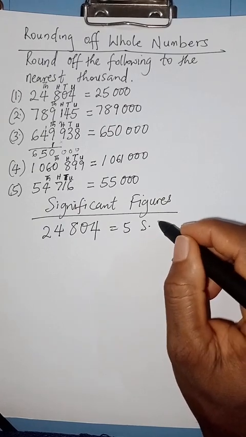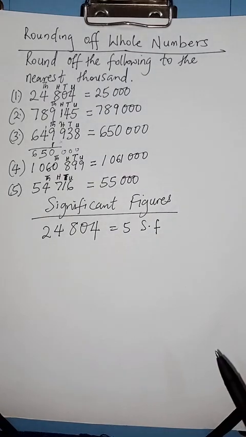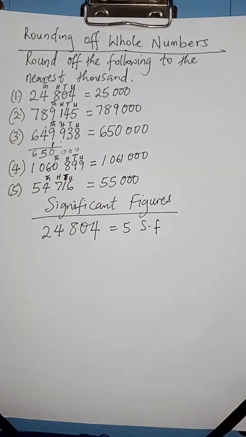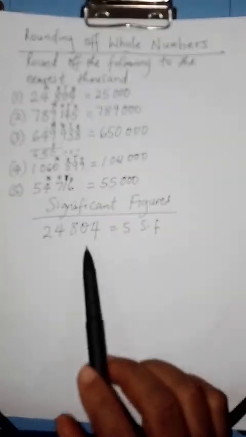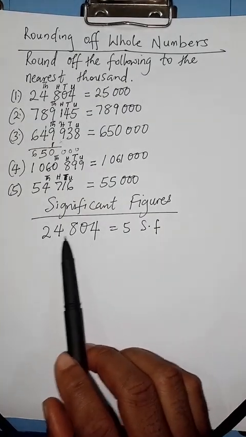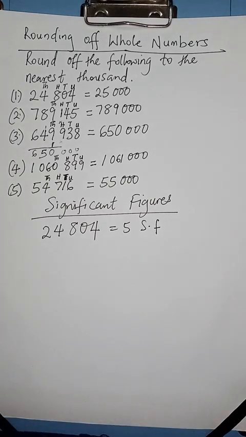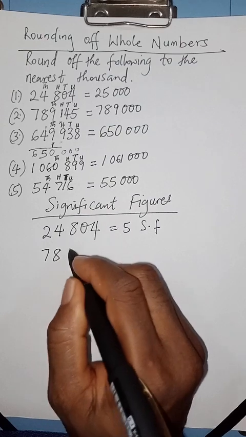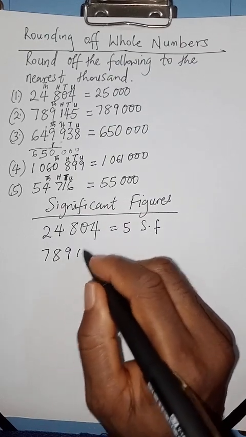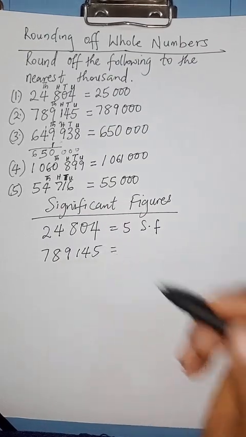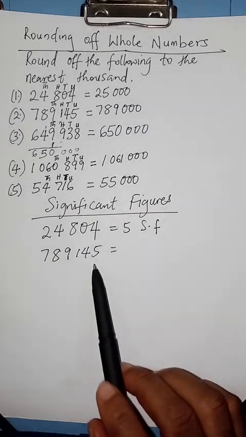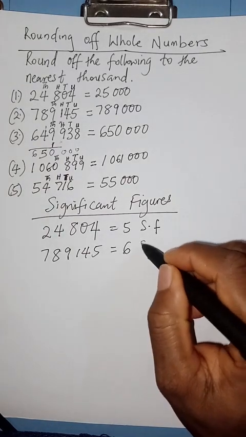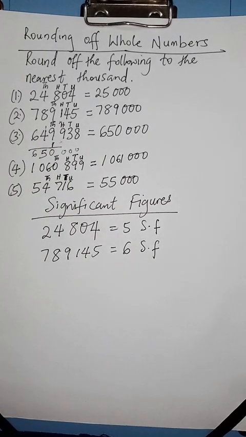Now, I'm going to use SF for short. S for significant and F for figures. Now, if you count the digits 1, 2, 3, 4, 5, that's 5 significant figures. If I have 789,145, how many significant figures do I have here? You count 1, 2, 3, 4, 5, 6. So I have 6 significant figures.